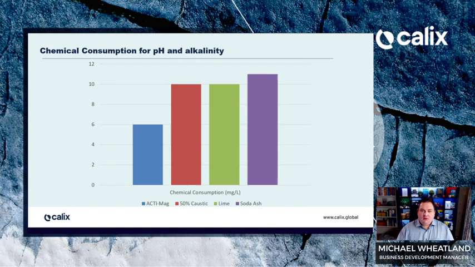In terms of chemical consumption for pH control and alkalinity, as you can see, ACTI-Mag is quite low compared to other chemicals. So say if you're using 50% caustic, this red bar here, for control of pH within your wastewater treatment system, you can reduce your chemical usage by about 40% just by switching over to ACTI-Mag. It's a very simple solution, and it's much safer than these other chemicals as well. You can actually drink ACTI-Mag. I wouldn't advise it because it tastes terrible, but it's very similar to things like Mylanta, the alkalines that help you settle your stomach after you've had a massive meal.